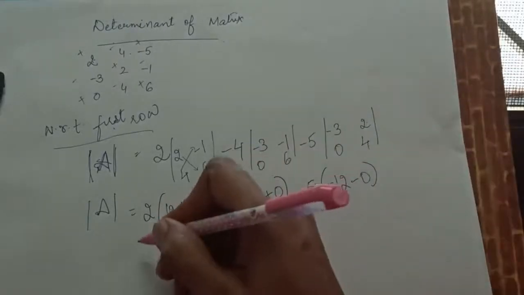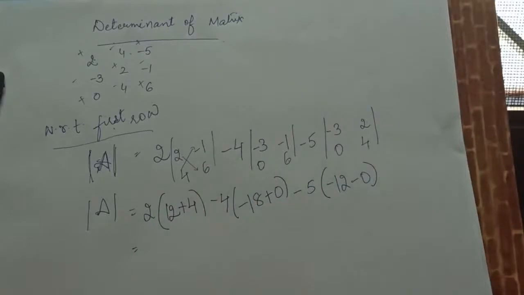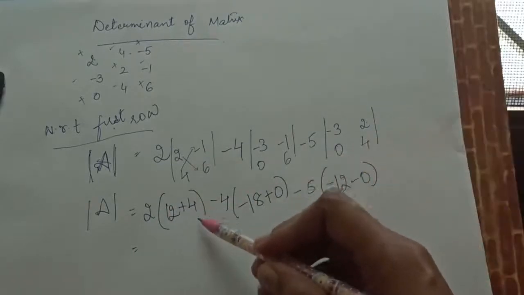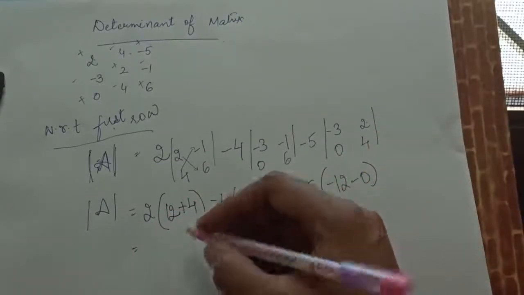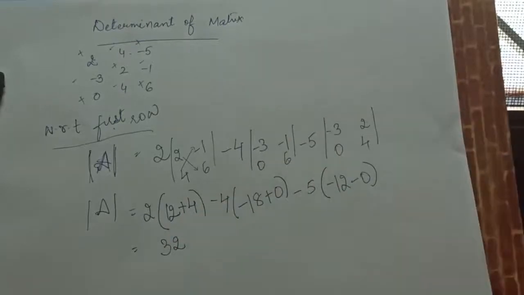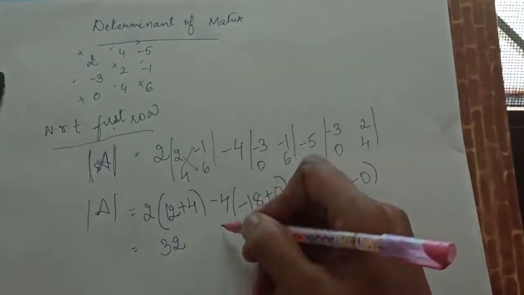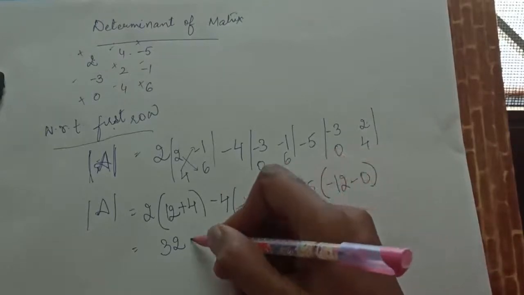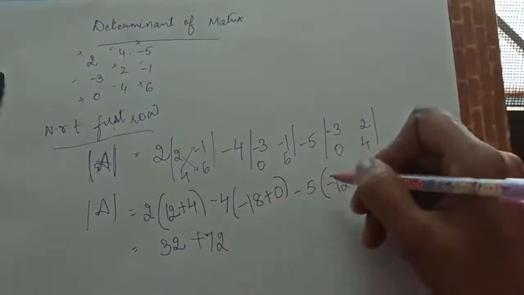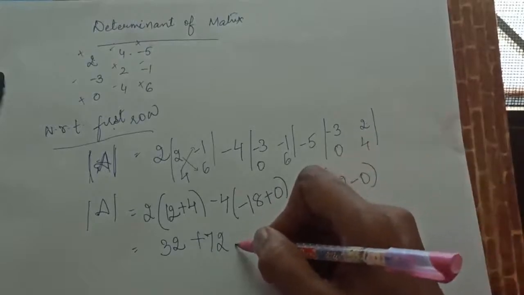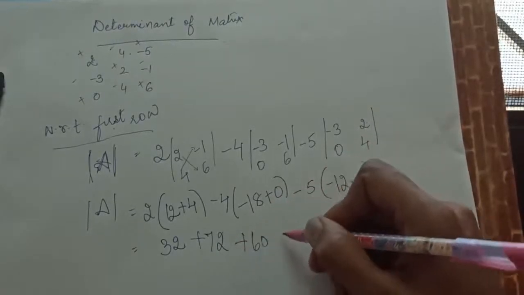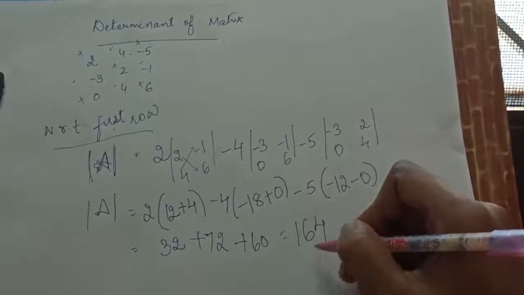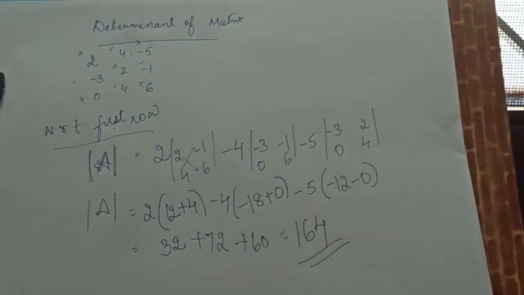Now I will solve this and I will be getting the answer of determinant. 12 plus 4 is 16, 16 into 2, 32. Then minus 18 plus 0 is minus 18 into 4 comes out to be plus 72. Minus 12 into minus 5 comes out to be 60. So my determinant with respect to first row comes out to be 164.